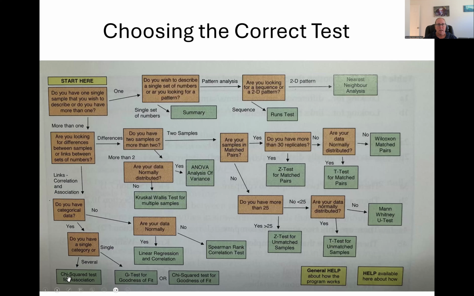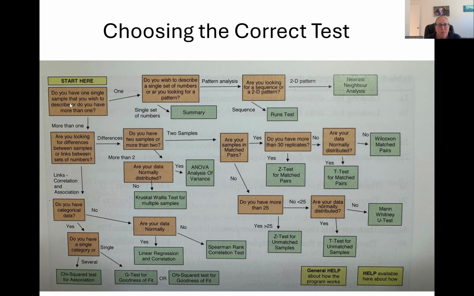Choosing the correct test. Now I grabbed this from the book that I like a lot. There are a lot of these out there, but I like this one especially for our class because it keeps it pretty simple. I'm not going to give you any crazy data for this particular class. If you go on to capstone or do an advanced statistics class, then you'll learn some more stuff. But this is a pretty basic, good one.